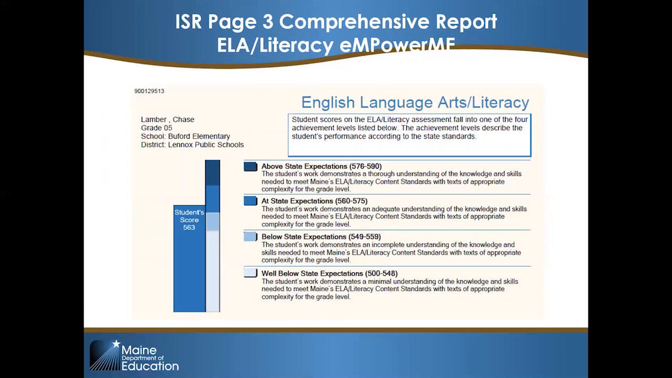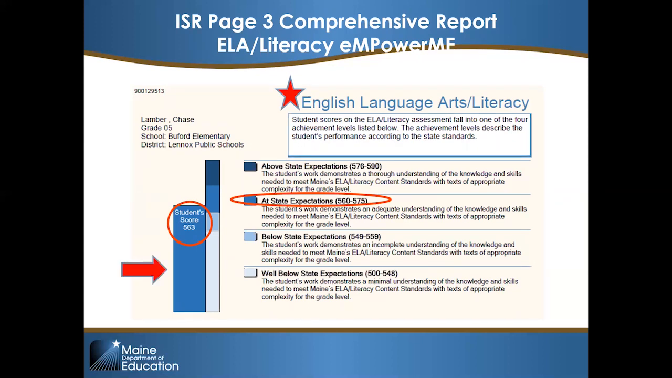Page 4 of the report shows the results of the general ELA literacy assessment, Empower Me. Chase received a scaled score of 563, placing him in the achievement level of at state expectations. For the 5th grade Empower Me ELA, the score ranges for this achievement level are 560 to 575.